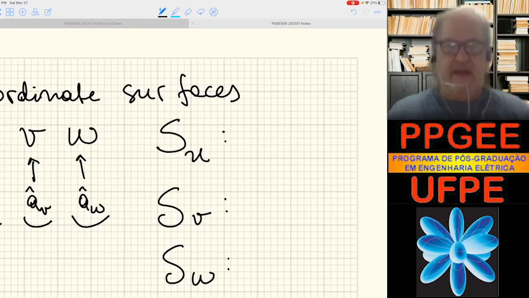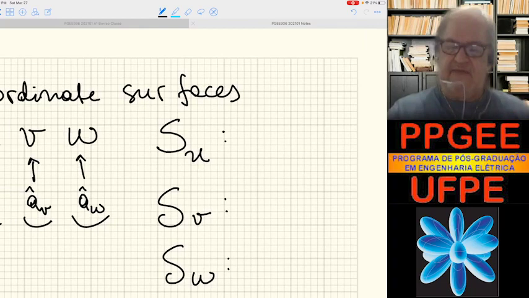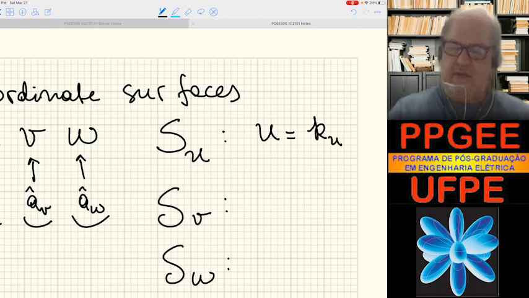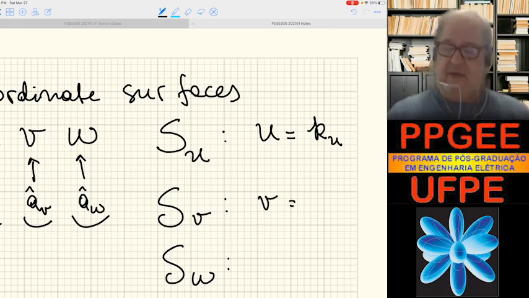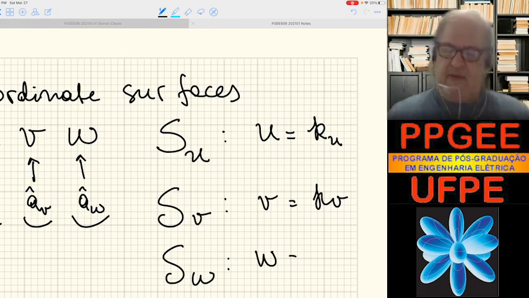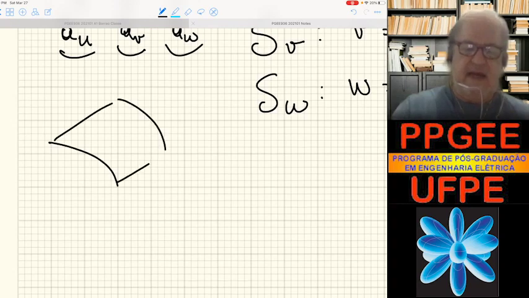How are those defined? Well, we have three surfaces, we have three coordinates. Coordinate surfaces are defined by the condition of constant coordinate. Let's say U is a constant K_U. Whatever constant it is, we have a set of, let's say, parallel surfaces. V equals K_V, a set of parallel surfaces. And W equals K_W, a set of parallel surfaces. In general, those surfaces are mutually orthogonal.